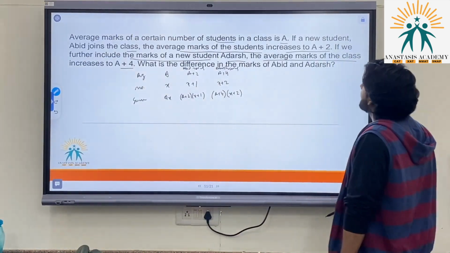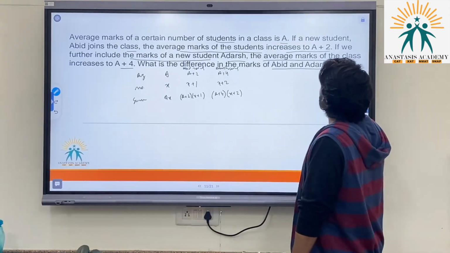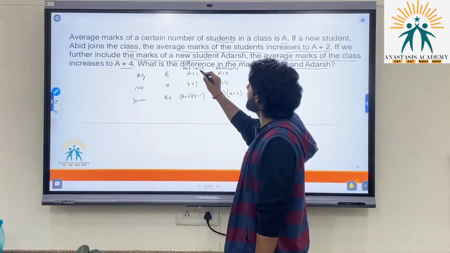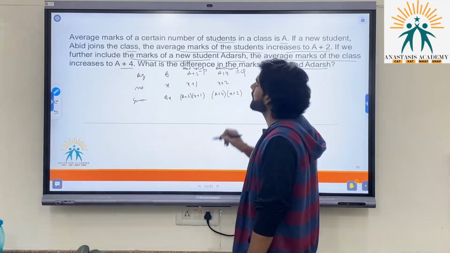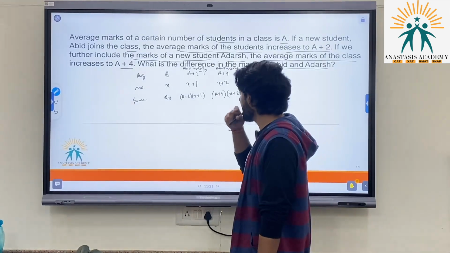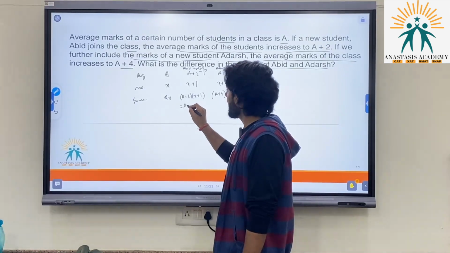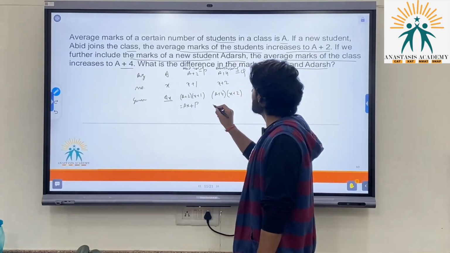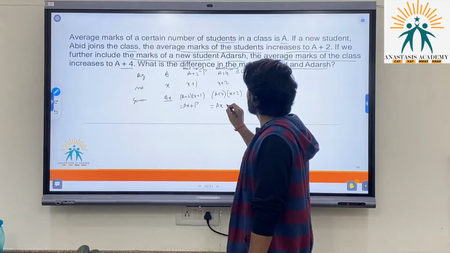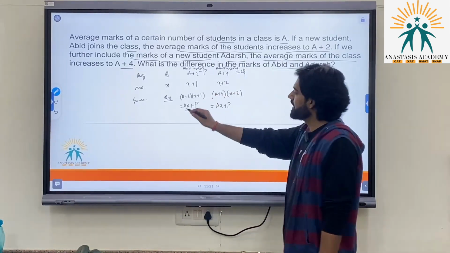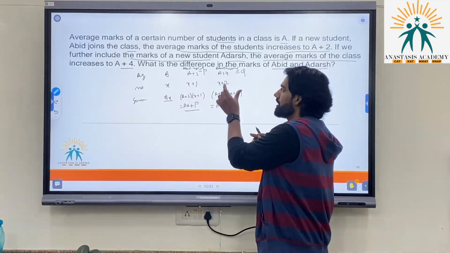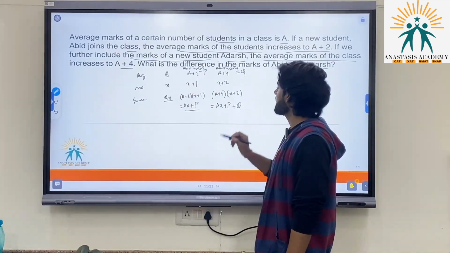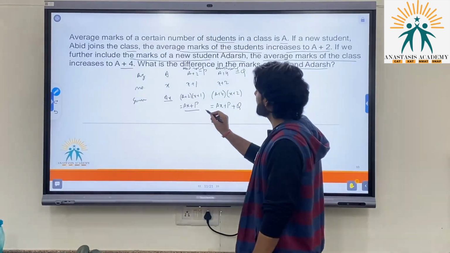What is asked is, what is the difference in the marks of Arvind and Adarsh? So let's assume marks of Arvind as P and marks of Adarsh as Q. So I know precisely this sum is AX, the sum before joining of Arvind, plus Arvind's mark, and this sum is, since Adarsh has joined after Arvind, equal to the sum of marks including Arvind plus Adarsh's marks. So I am comparing just these two equations.